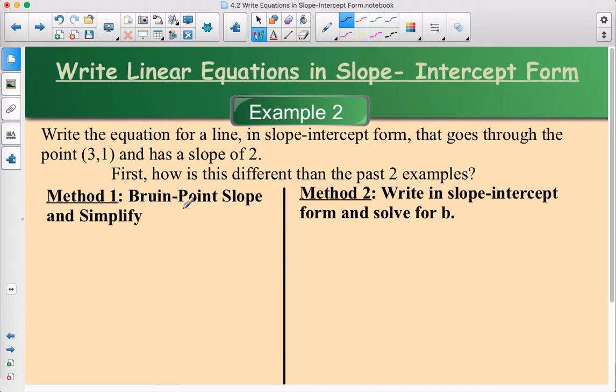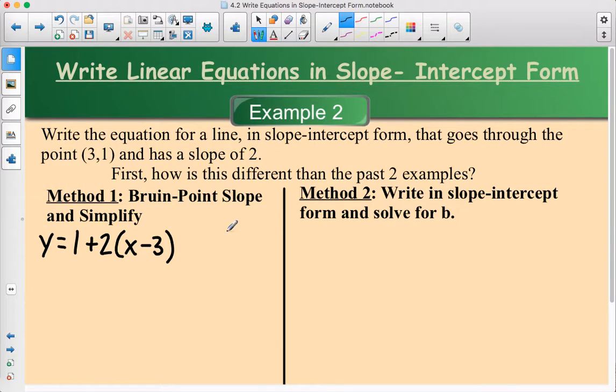So what I'm first going to do is try to write this in point-slope form and simplify. So I would write this as y equals 1, because that's my y, and my slope is 2, so plus 2 for every x past 3. That's what point-slope form would look like for the equation of the line that goes through the point 3, 1 and has a slope of 2.